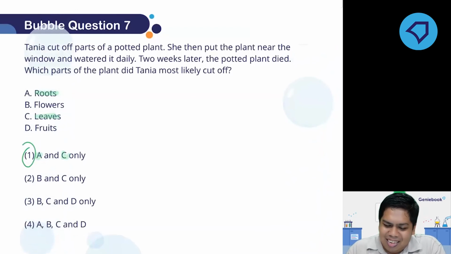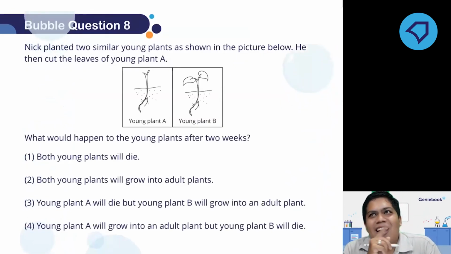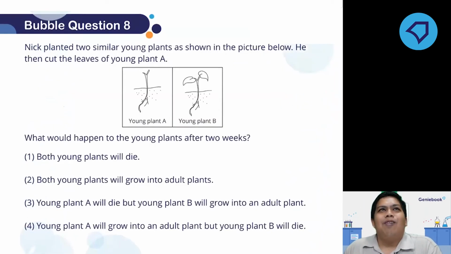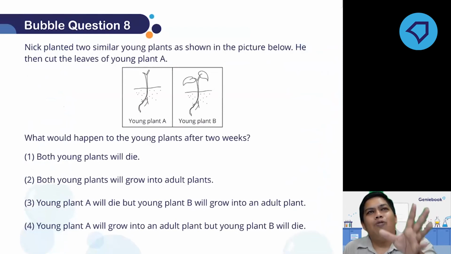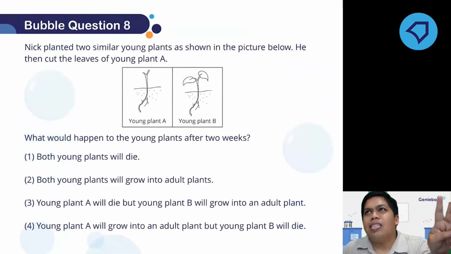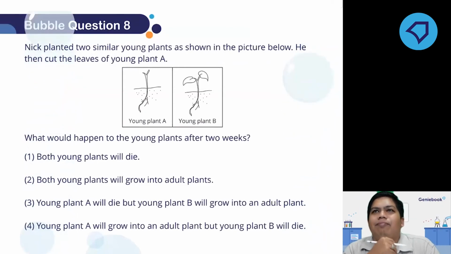Okay. All right, let's look at the next one, question 8. This one is a bit more difficult. So Nick planted these 2 young plants. He cut off the leaves of young plant A. What will happen after 2 weeks? Timer starts in 3, 2, 1, start.